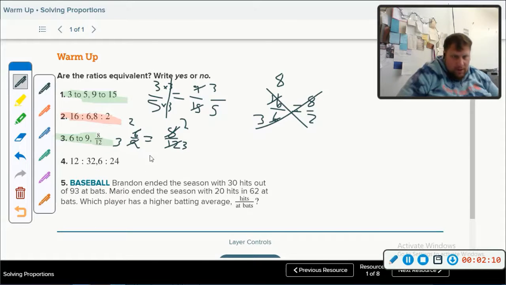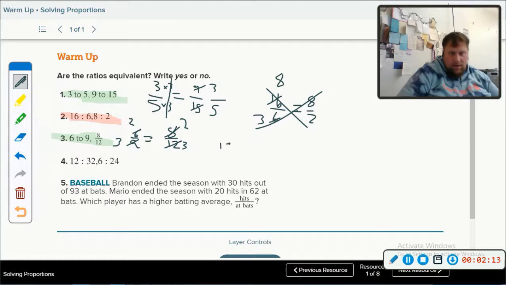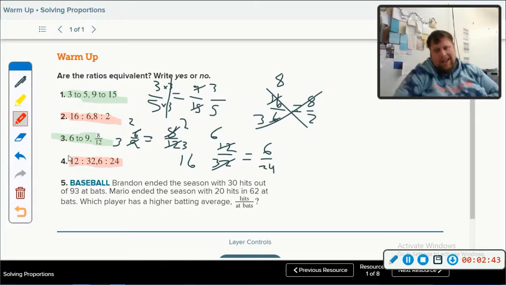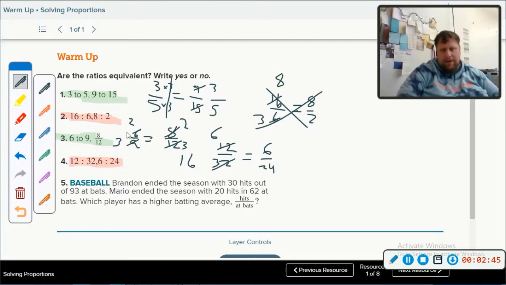How about this one? We've got 12 over 32. And does that equal 6 over 24? Let's find out. 12, I can divide by 2 to get 6. 32 divided by 2, so I've got to divide it by the same number, right? 32 divided by 2 is 16. Oh, that's 6 over 16, not 6 over 24. That's a red light. I love highlighting it. I like highlighting in real life, though. I don't know, something satisfying about it.